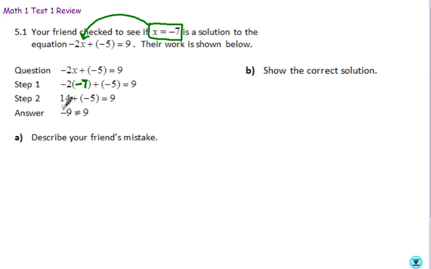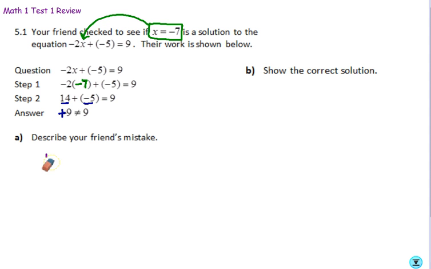Oh, well, what do you have more of here? Do you have more positives or more negatives? Right, we have more positives. So different signs subtract. Keep the sign of the bigger. We have more positives here, so this should have been a +9. In terms of describing our friend's mistake there, they thought that 14 plus -5 is equal to a -9.